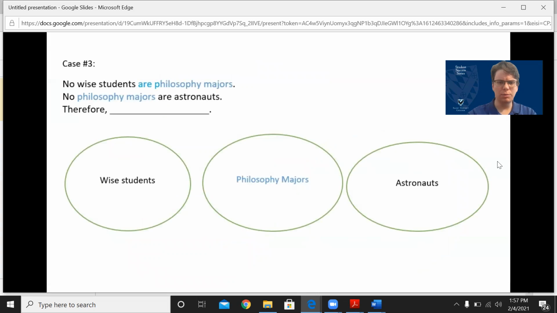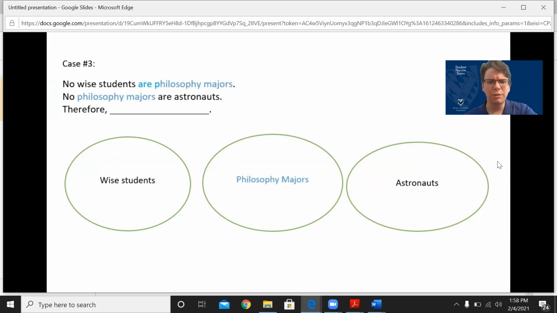The last one that we're going to talk about is an interesting one, because it does not logically work. We can make no logical conclusion from these statements, but let's take a look at why. The first premise, no wise students are philosophy majors, has some connection to the second one, no philosophy majors are astronauts, through the middle term, philosophy majors. Philosophy majors appear in each statement. But no conclusion can be drawn from this, because there's no connection between the wise students and the astronauts.